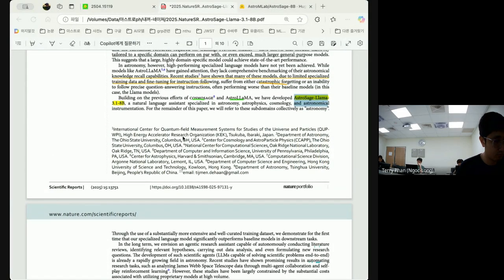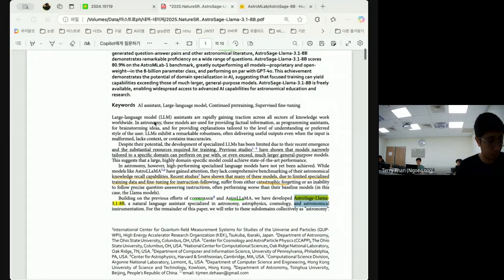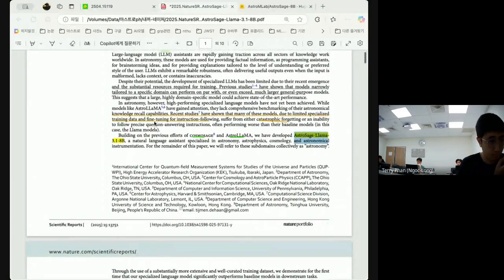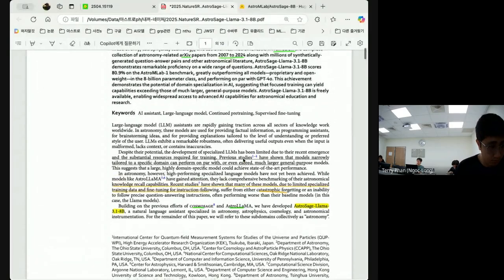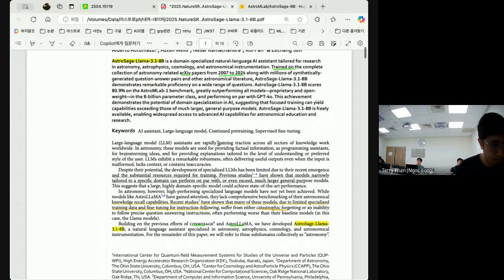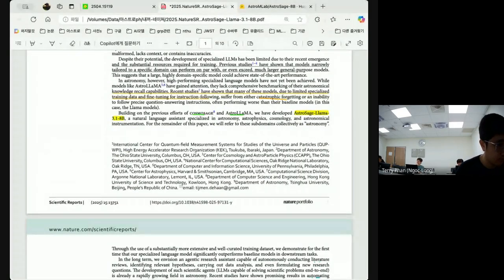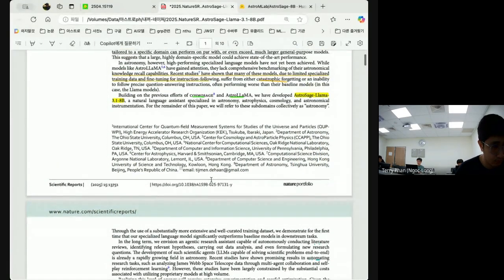So this paper aims to develop a highly specialized large language model. The name is Astro-ph Llama 3.1 8B. The performance level is GPT-like, so they wanted this model to achieve this kind of level. But actually, in astronomy, this kind of high performing model has not been achieved.